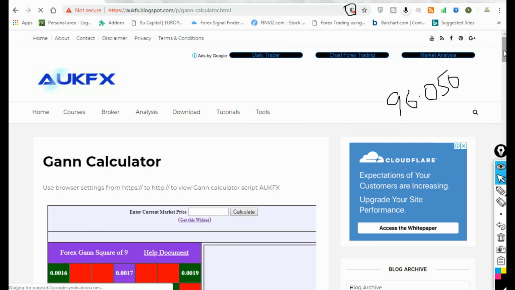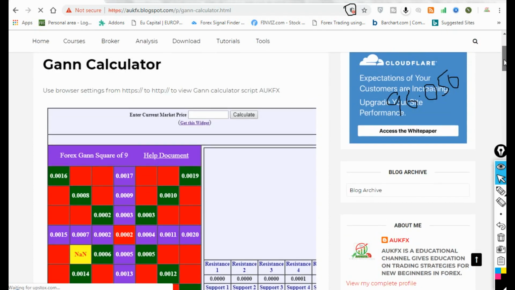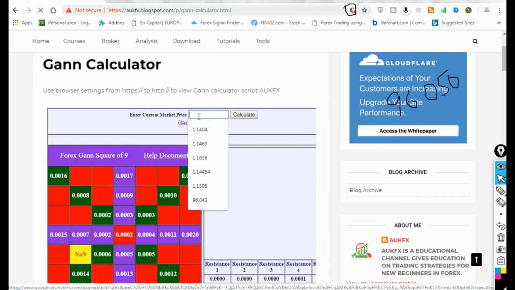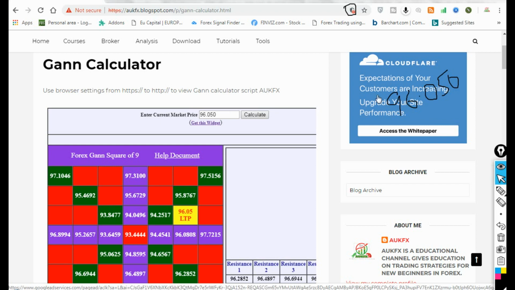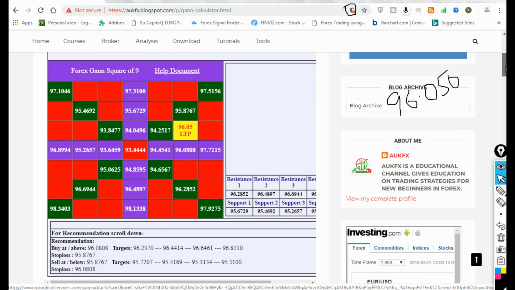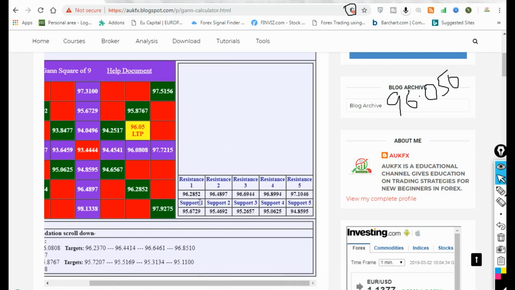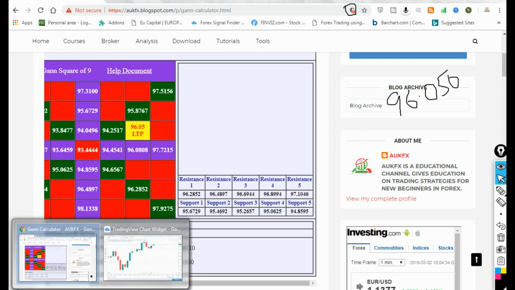When you click on it, it automatically gives you the calculator visual like this. Now here is the calculator. You just enter your number, that is 96.050, and calculate it. It will give you the support and resistance numbers automatically according to the Gann calculation like this. Now we are just placing these numbers. So 96.285, so you just count it as 96.28, right? So let's go to the charts.